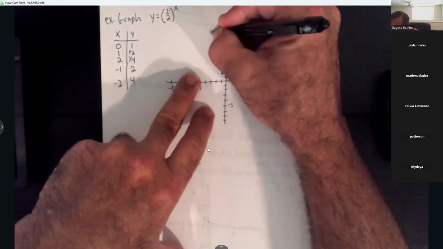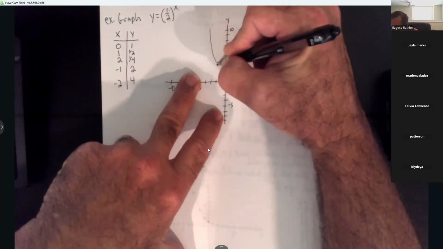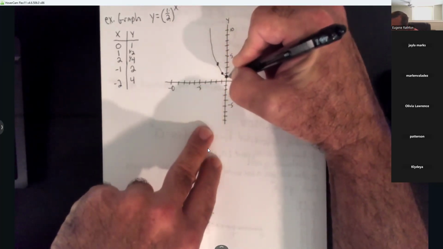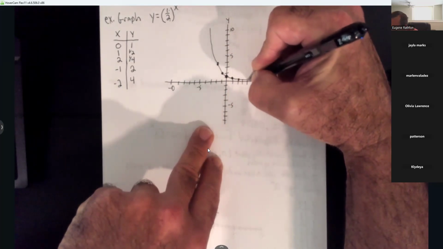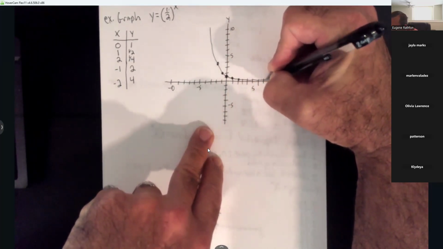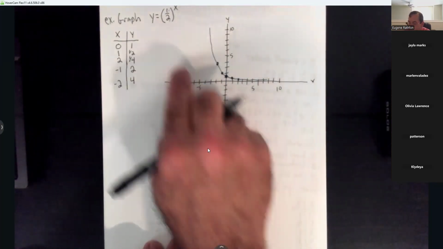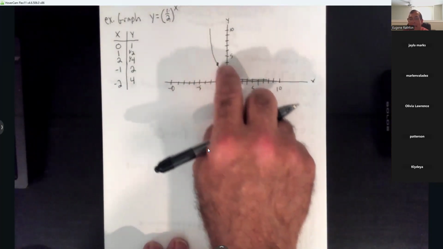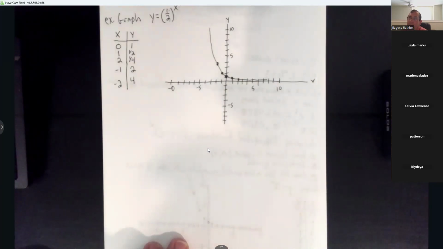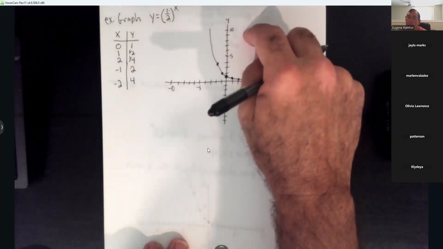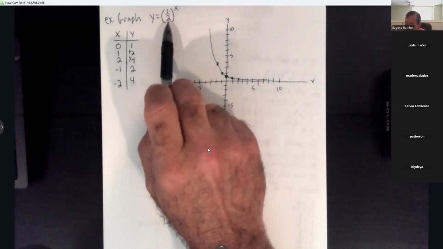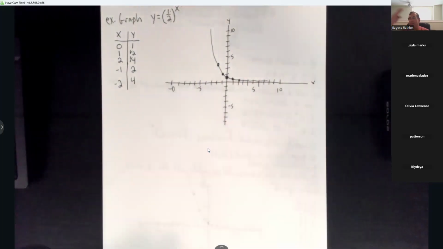But this one would come in, go downhill, cross over the y-axis at 1, and then as it heads towards infinity, it's just trying to get closer and closer to the x-axis. So the fractions go downhill left to right. The numbers that are bigger than 1 went uphill left to right. So if that was a 1/3, 1/4, same thing. It had the same shape. It would just either be steeper or flatter, okay?